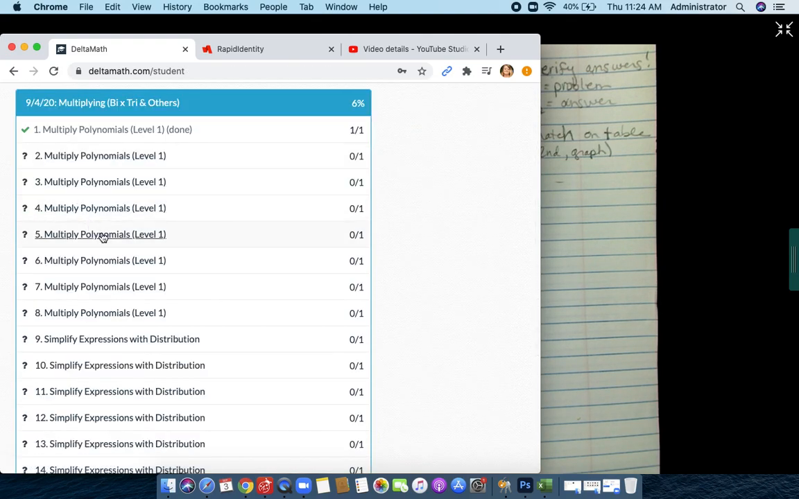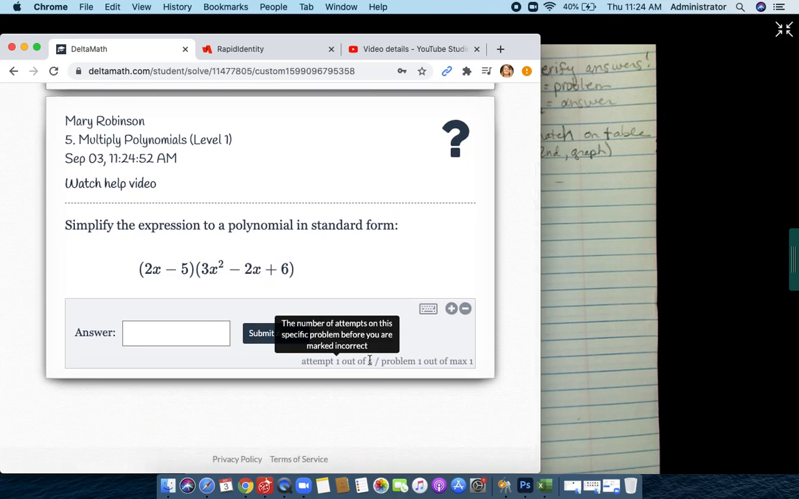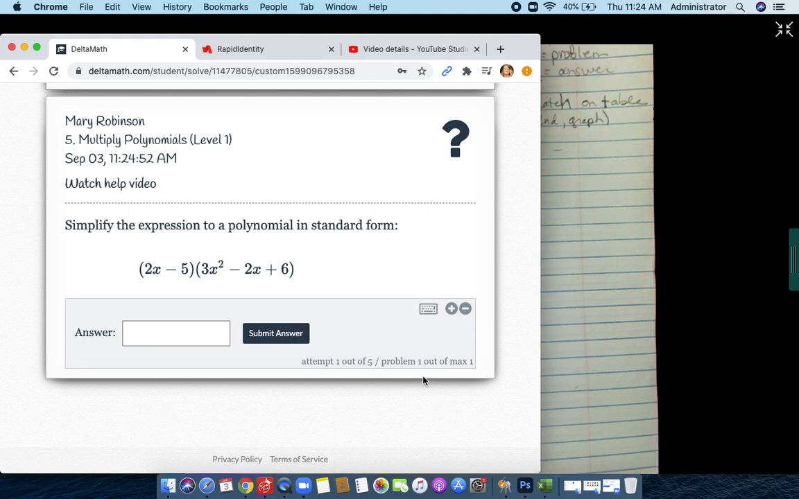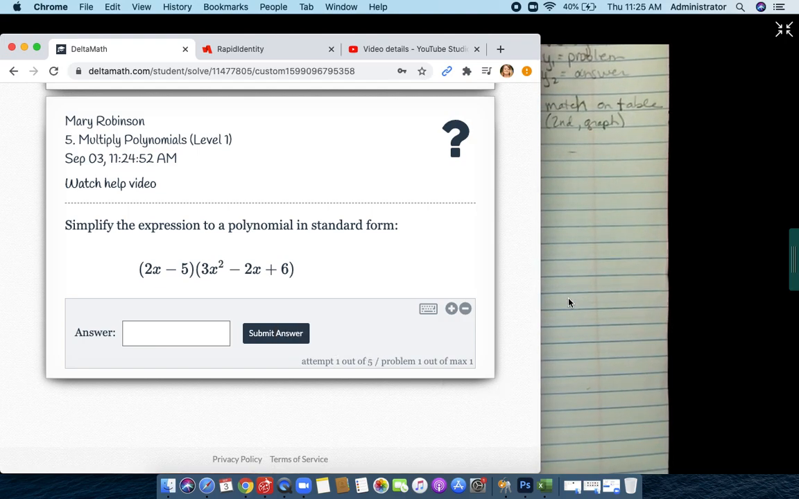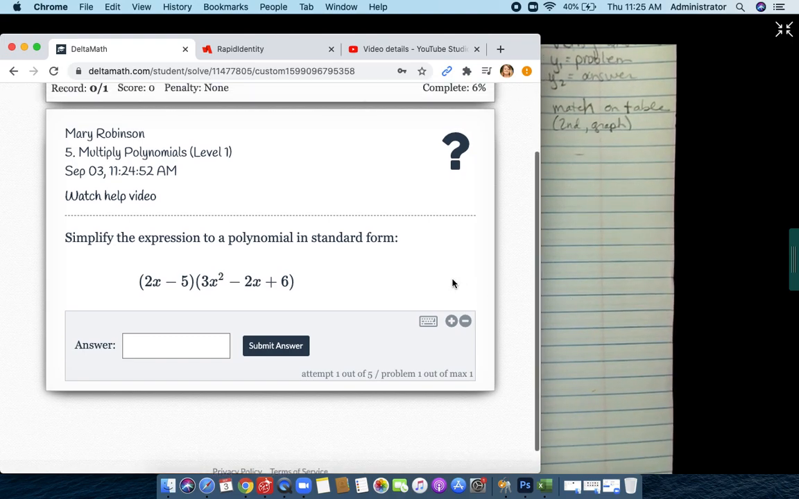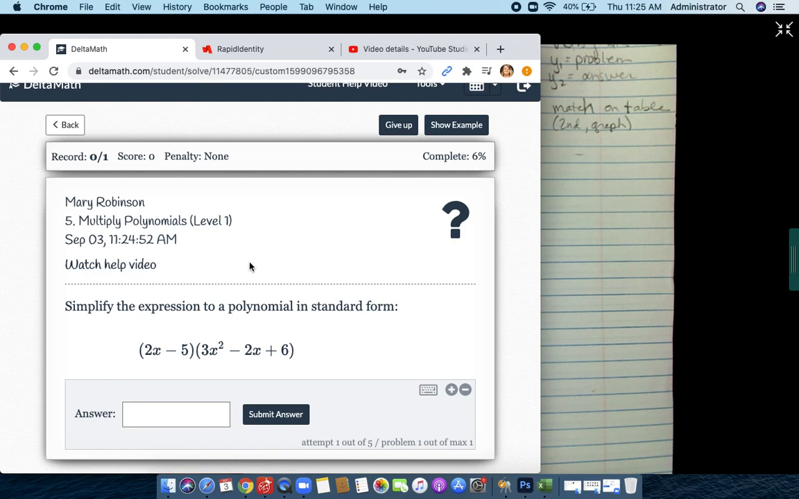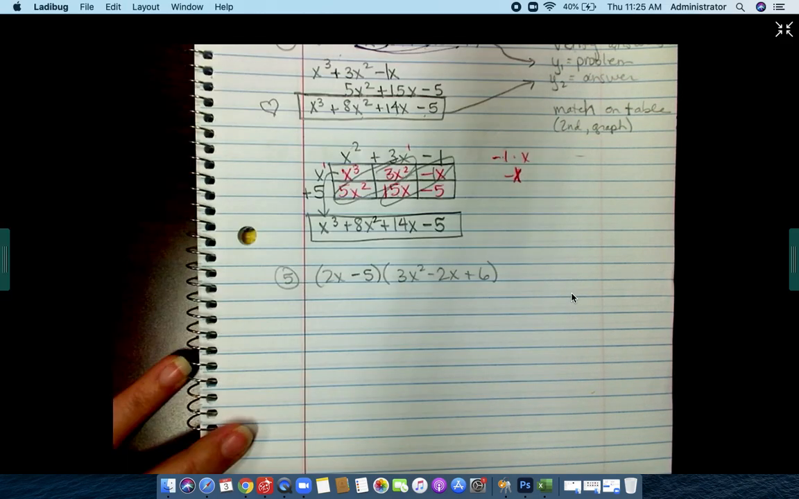So I'm going to go ahead and jump to number 5 just to do a second example with you. And on number 5, I've already written it on paper. You should be just hitting the space bar if you want to pause the video, by the way, so that you can catch up with me talking. But do notice again, we still have the watch help video. We still have the show example options here. Make sure you're using that as you're practicing if you're making mistakes and needing help, okay?